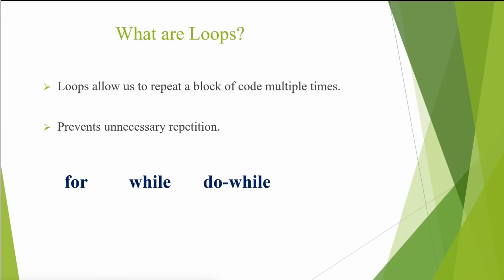Now let's talk about loops. Loops allow us to execute a block of code multiple times without writing it over and over. This helps avoid repetition and makes our code more efficient. Let's look at the different types of loops available in C#.